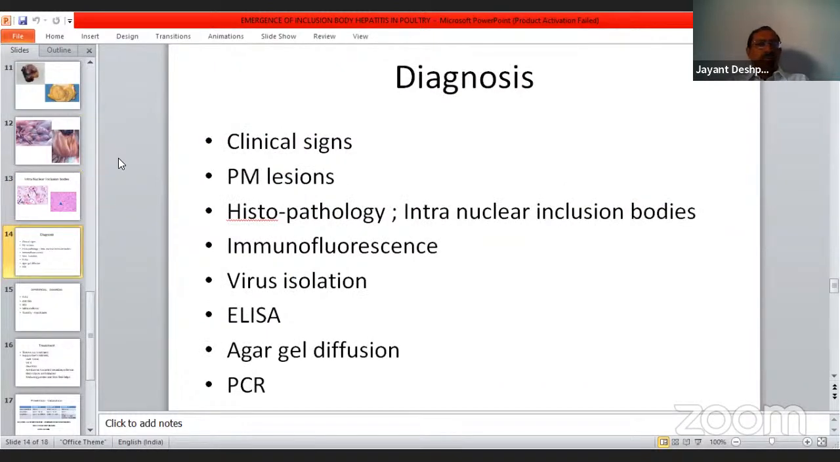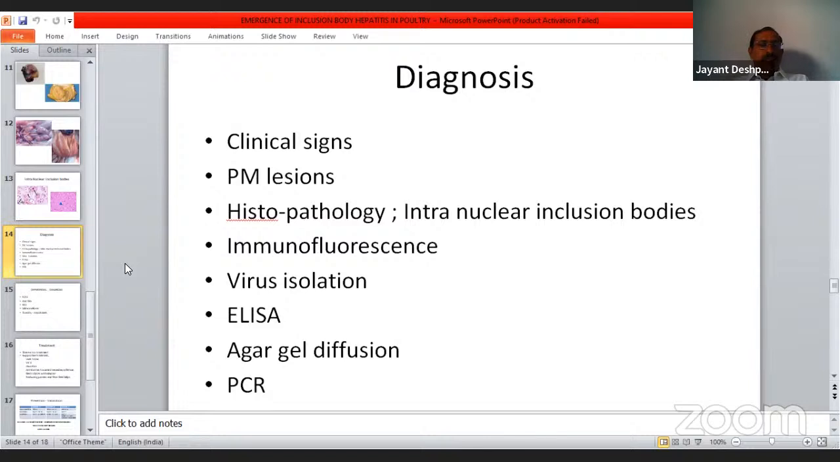So this is in brief about clinical signs and lesions. Then diagnosis is based on clinical signs, like sudden mortality in birds, and the birds become jaundice type, yellowish, and we can make out. Then PM lesions associated with clinical signs, the PM lesions which we have seen, typical changes in the liver. Then histopathology, intranuclear inclusion bodies. Then immunofluorescence, where we can identify the virus with an immunofluorescence stain.